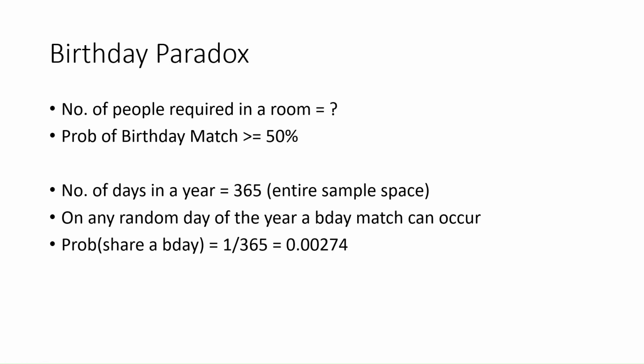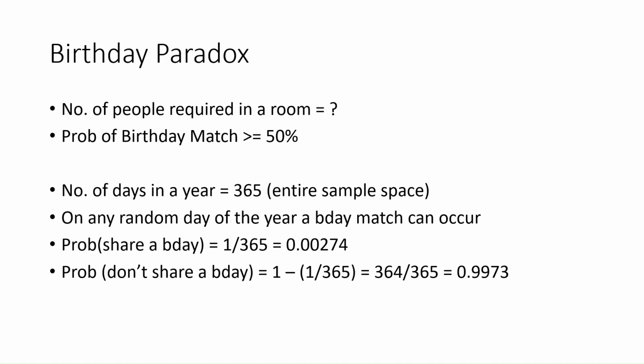So the probability of a birthday match occurs only on one day, so the probability becomes 1 by 365. And once their birthdays have matched, since there are only two people in the room, for the remaining 364 days there is no chance that their birthdays are going to overlap. So the probability of sharing a birthday is 1 by 365, and the probability of not having a shared birthday is 1 minus that, which is 364 by 365, or 0.9973.